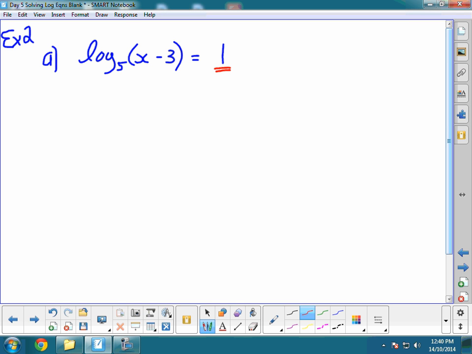So I'm going to give you a second and talk to your elbow partner and see if you can think of a way to change 1 into a logarithm. There's lots of logarithms that equal 1. See if you can talk and figure out which one might be helpful here. Okay, if you need more time, feel free to pause, but I'm going to start talking about it.